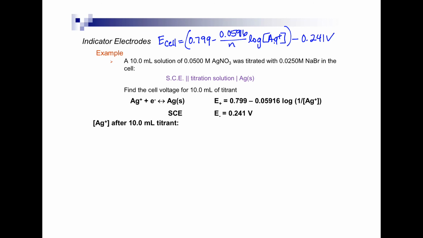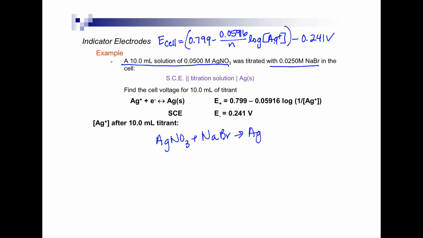Okay, so let's read the problem. It says we have 10 milliliters of a solution that has some silver nitrate, and we titrate it with some sodium bromide. And the first thing that I would do is I would write out a reaction.